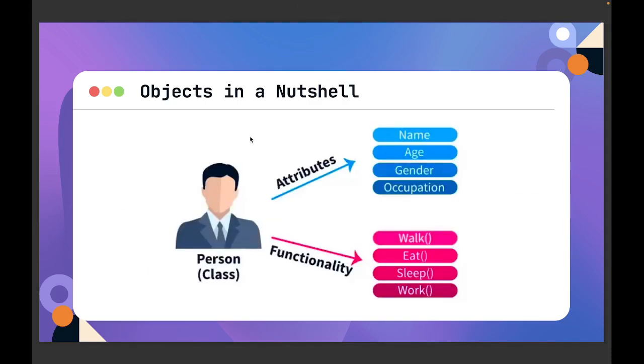Another example is this person class. I know you have tried this. This is how we model characters when we create games using a programming language. The games today were made before with programming languages. Assuming we have the attributes here: name, age, gender, and occupation. These are the attributes, or so-called variables. And its functionality includes walk, eat, sleep, and work. So that's how we do it in objects in a nutshell.